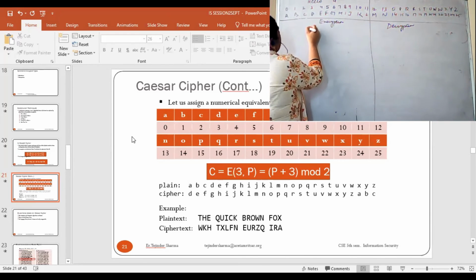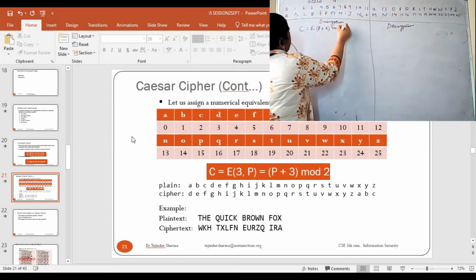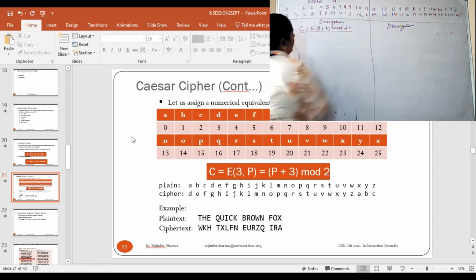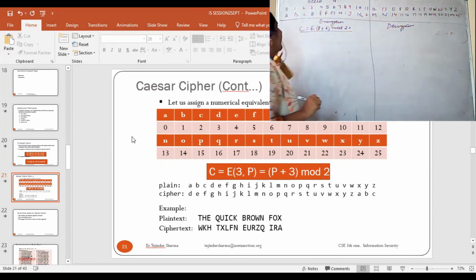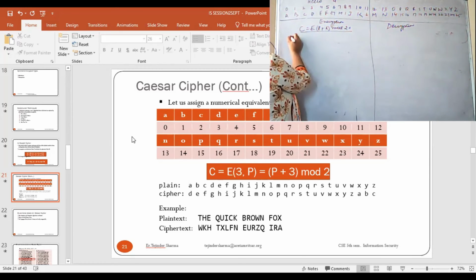Encryption says that ciphertext is equal to E of P plus key mod 26. This is the formula. So we are going to find the ciphertext for the given plain text. So plain text, you will divide it like this: H E L L O. Or you will write the L once because you are doing the same thing for the second L. So we will not take the repeated characters.